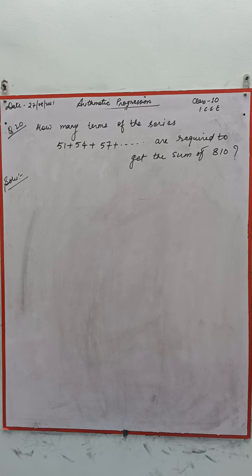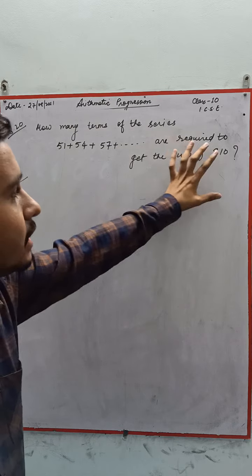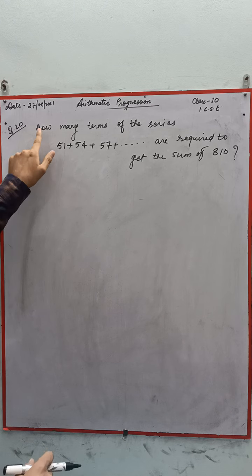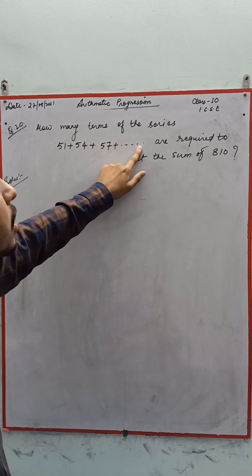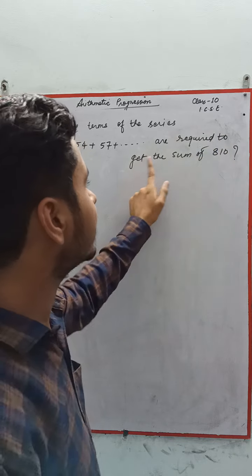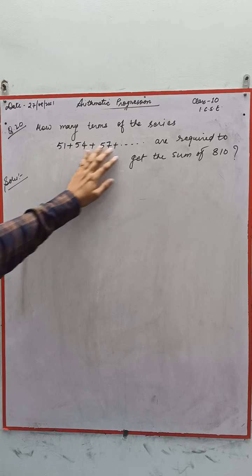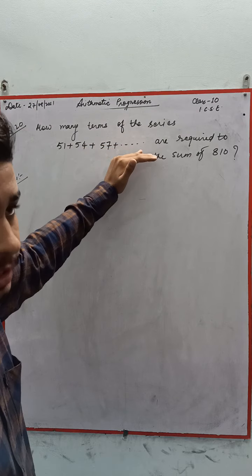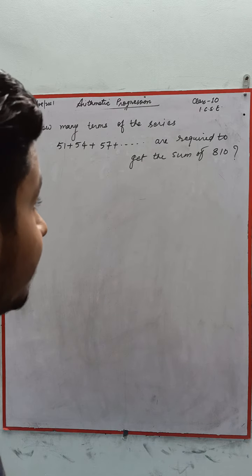Okay. Now I am taking question number 20, that is this question, because 19th is very much same with the 20th. So if you understand the 20th question, you can easily do the 19th one. How? See, how many terms of the series 51 plus 54 plus 57 and so on are required to get the sum of 810? Understand the question.